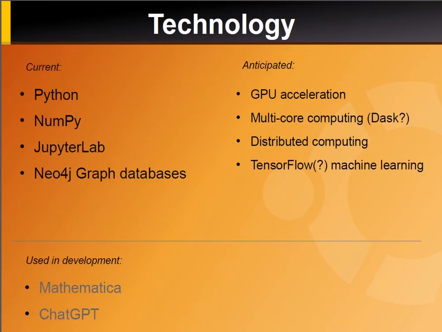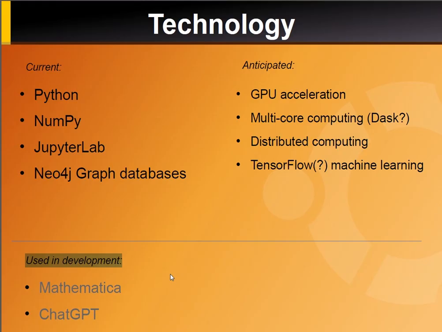Let's get more down to earth. What kind of technology are we using? These are some of the technologies being in current use and some being in anticipated usage, as well as the technologies that aren't part of Life123 but have been used in its development.